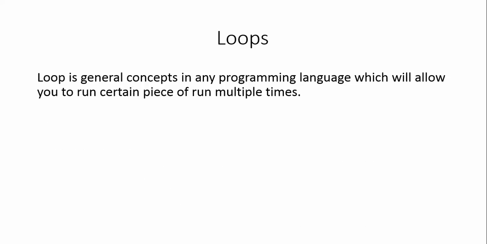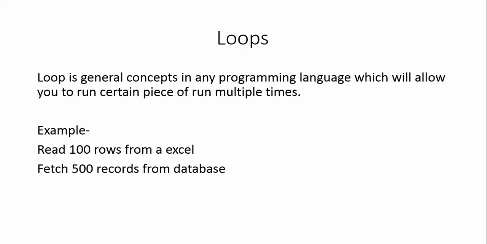So first of all, loop. A loop is a very old concept. It's coming from long back from C++. It's a general concept which will allow you to run a certain piece of code multiple times, depending on your requirement. And the name itself says loop. For example, let's say you need to read 100 records from an Excel sheet, you can run a for loop or while loop. You need to fetch 500 records from a database. You need to fetch all the details from the student's database. You can have multiple scenarios, so depending on the usage, you need to use this.